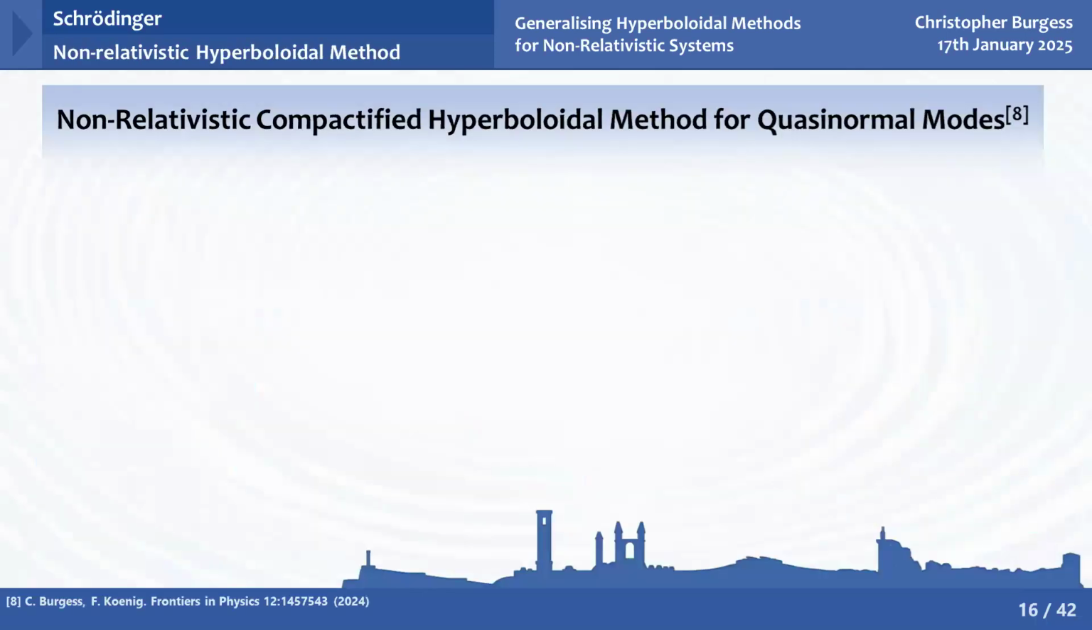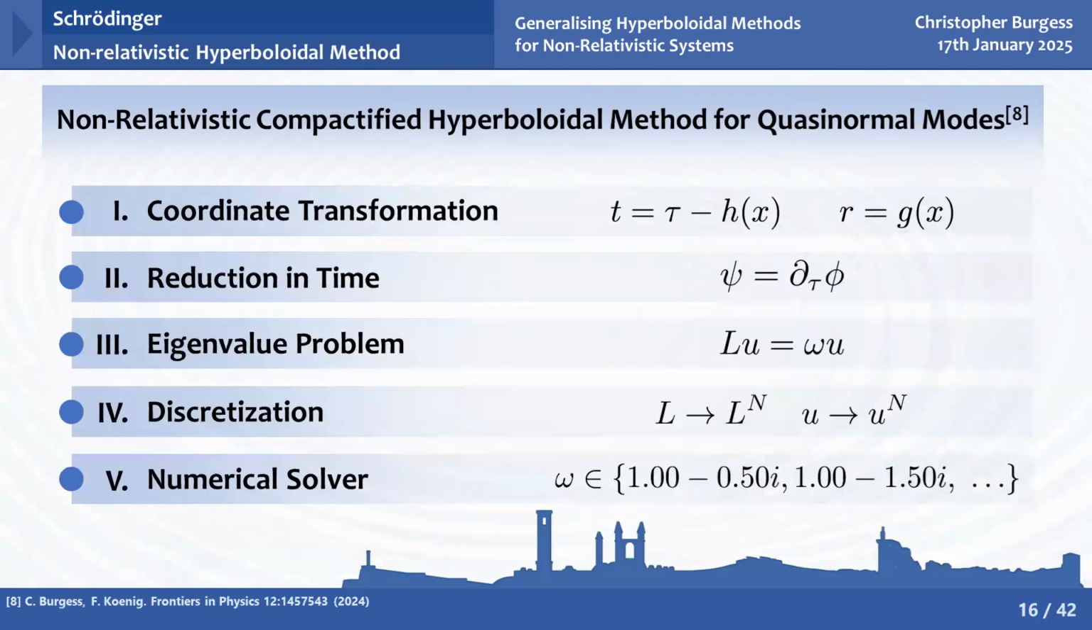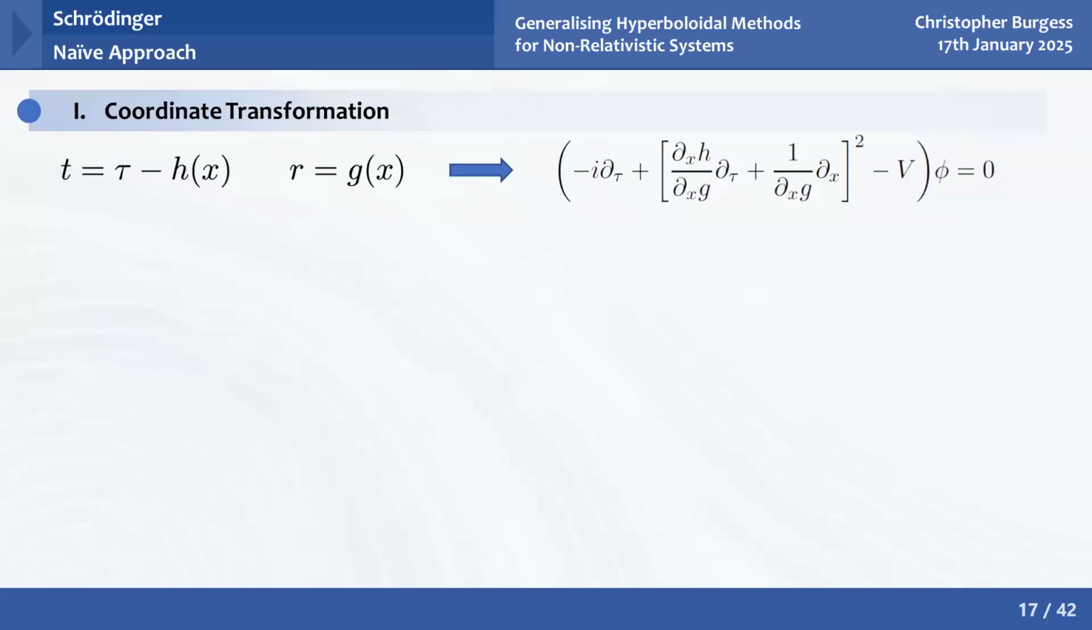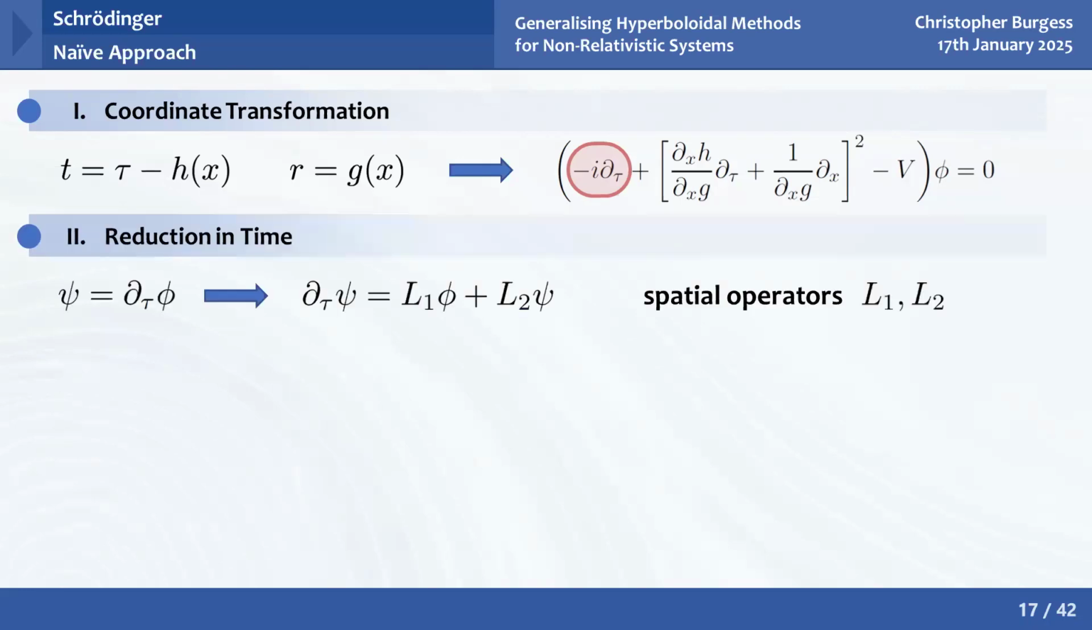Okay, so I'm going to start off with a sort of naive approach, which is just going to be to do everything exactly the same and then see what happens. And ultimately, it's not going to be as simple as this, it turns out. So we can apply the coordinate transformation. The only difference here is that instead of having a d tau squared in this equation, we end up with an i d tau, whose origin is fairly obvious.